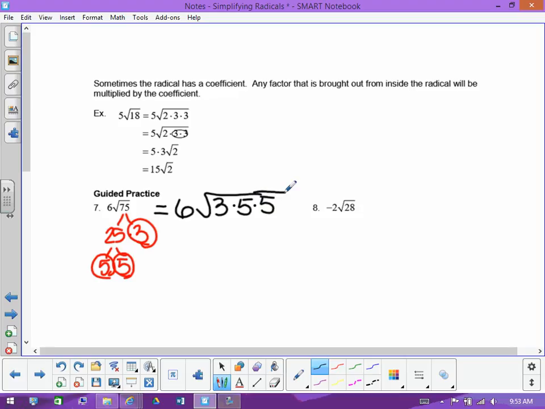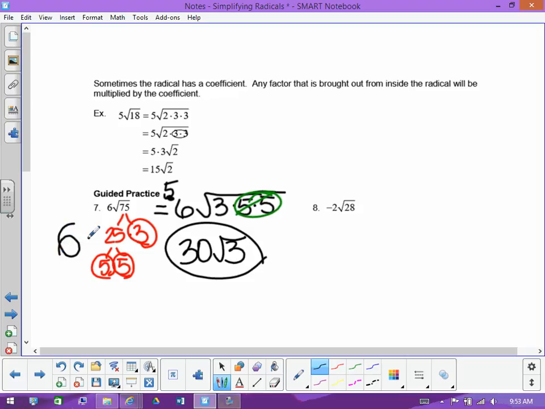What's our pair? 5. So, I'm going to mark that out, but one of those has to come out front. Write it with your 6 times your 5. So what's 6 times 5? 30. We have 30 square root of 3. Whatever's out here, you have to multiply it by all the factors you bring out. And the best way not to forget it is to write it down. You could even keep it out here, 6 times whatever it is you're doing, all the way down, so you don't forget it.